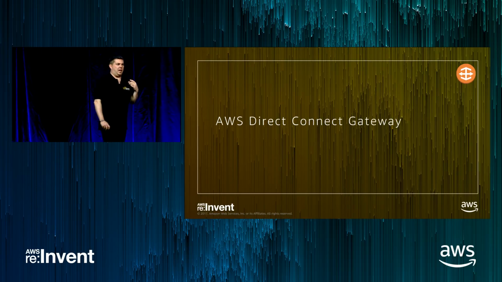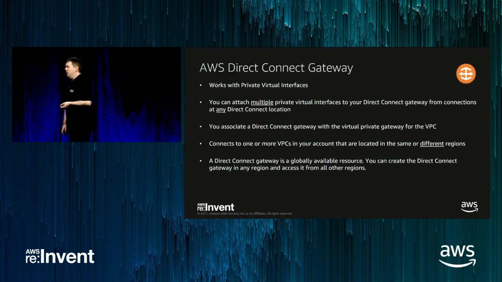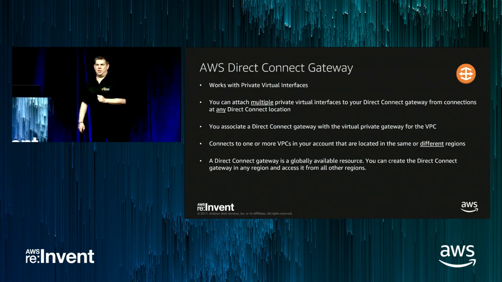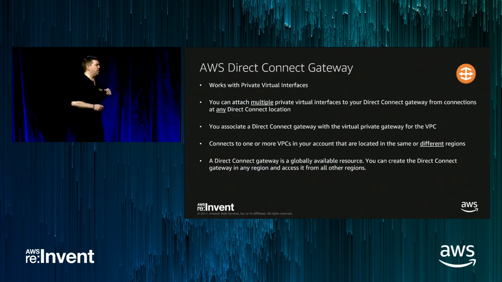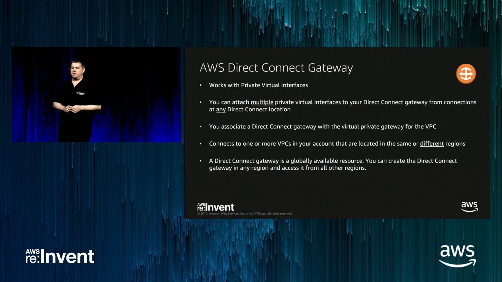So now let's have a look at Direct Connect Gateway. So this was a very recent announcement. And the key thing to remember is that Direct Connect Gateway works with private virtual interfaces. Public virtual interfaces we've already covered. They allow you to reach the global public IPs. Direct Connect Gateway is all about private virtual interfaces.